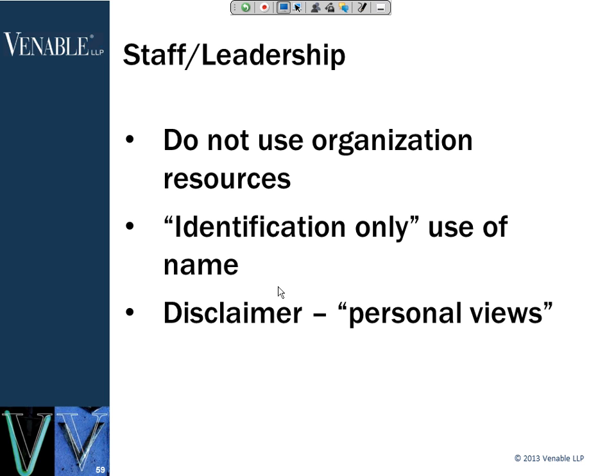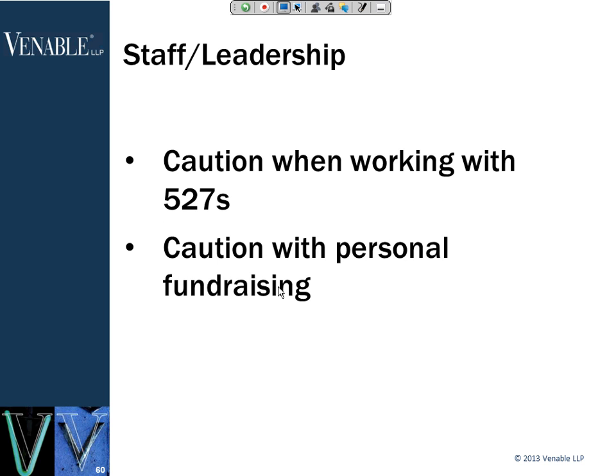And similarly, you want to be careful when you're working with 527s. Maybe the CEO of a C3 is on the board of a 527 or a super PAC. Be very careful again to make sure you're not using the resources, that you're doing it in your personal capacity. And if you're doing your own fundraising, if you're holding an event for a candidate at your house, make sure again that you're doing it personally, not with C3 resources.